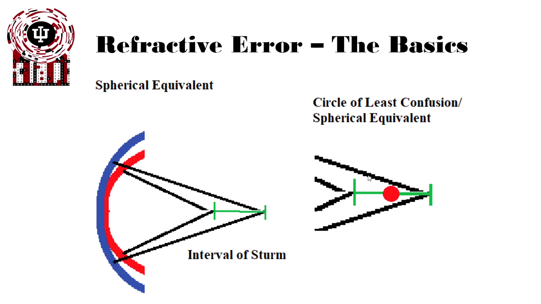When we have astigmatism, it creates a couple of different things about the optics. We have now two focal planes within the eye, one that's in front of the other. The distance between these two focal planes is considered the interval of Sturm. The average distance between those two is then considered the circle of least confusion, or the spherical equivalent. That's the average between those two focal positions.